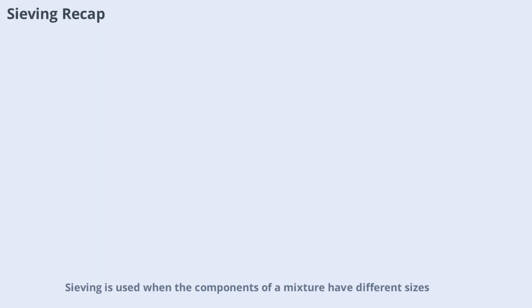Sieving is used when the components of a mixture have different sizes. It's commonly used in kitchens and construction sites. The sieve allows smaller particles to pass through while retaining larger impurities. This method is essential for ensuring purity and quality.